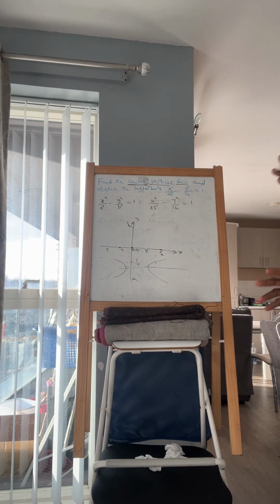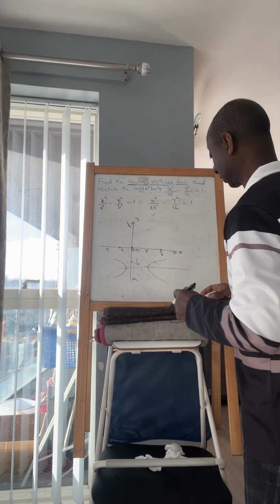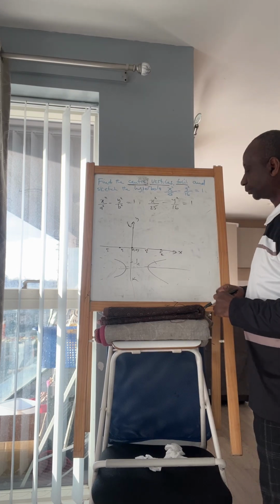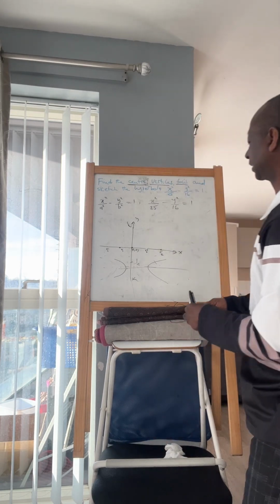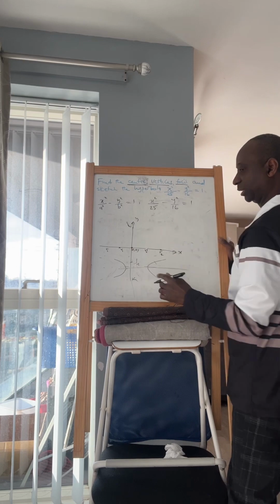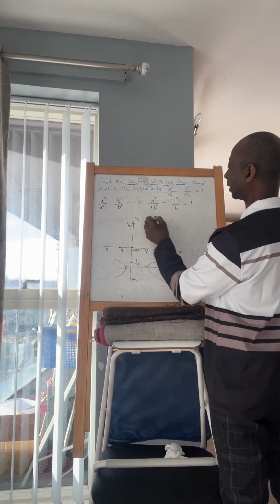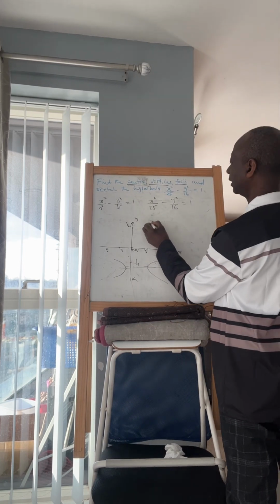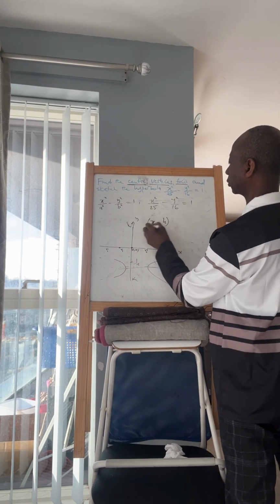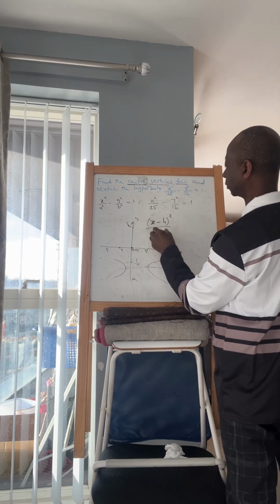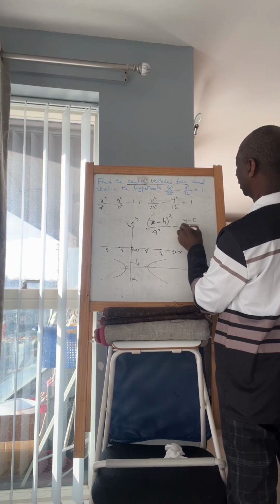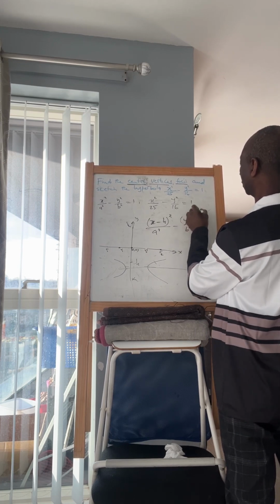It's going plus or minus. In this case, it's going down. So when you want to represent this analytically, it's going to be x minus h all squared all over a squared minus y minus k all squared over b squared equals 1.